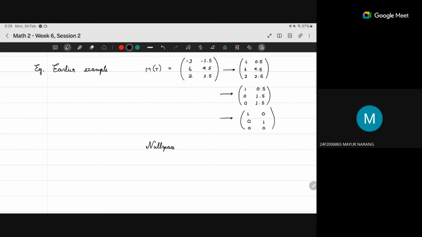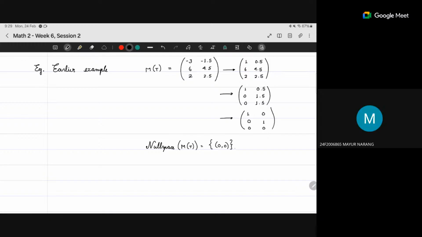Nullity is 0. The null space of this is just (0, 0). Why? Because if I multiply this with (x, y), I need x to be 0 and y to be 0. So x equal to 0, y equal to 0.